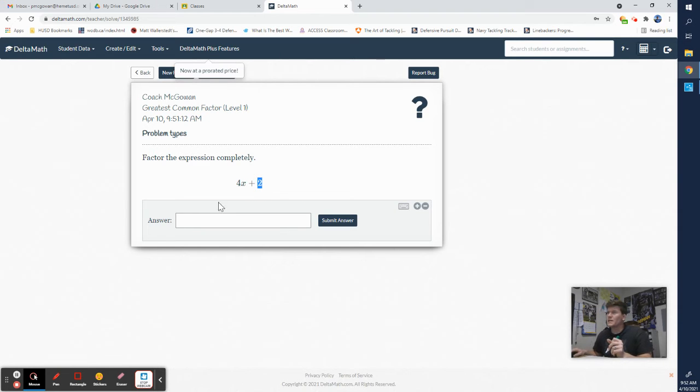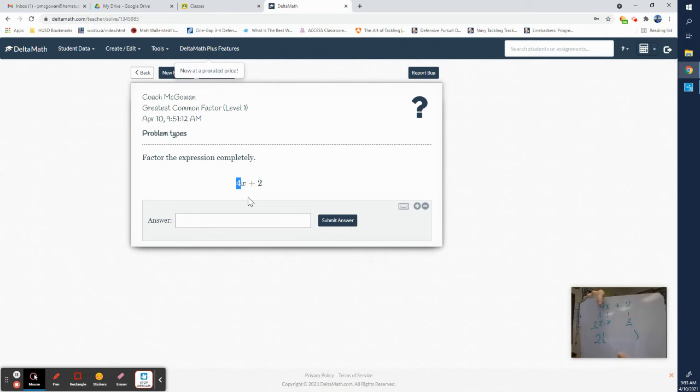But the 4x we could break down a little more, because 4 I could rewrite as 2 times 2, and then don't forget that x. So now we have these pieces broken down. It's easier to tell what they have in common. They both share a 2. So we're going to take that shared piece out, draw parentheses, and put the rest of it inside those parentheses.